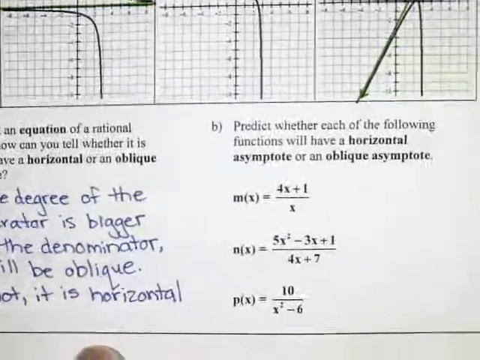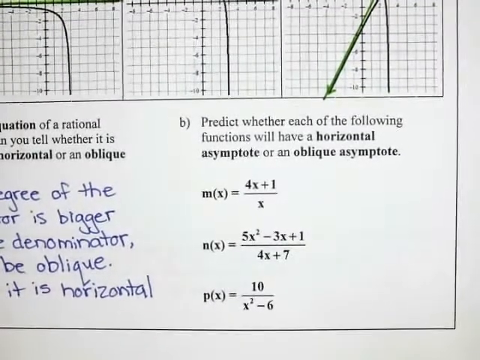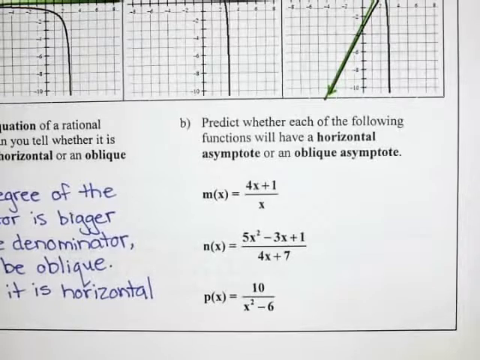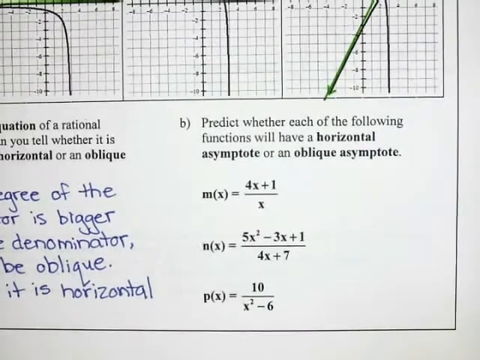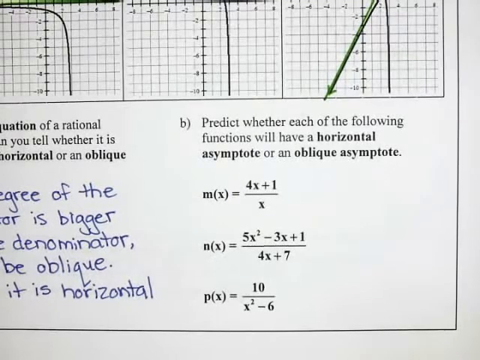So it says here, predict whether each of the following functions will have a horizontal asymptote or an oblique asymptote. So we're not interested in where it is. We're going to talk about that tomorrow. For now, we're just interested in how do I know whether it's horizontal or oblique.